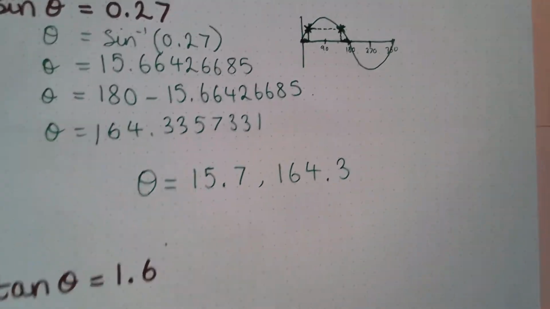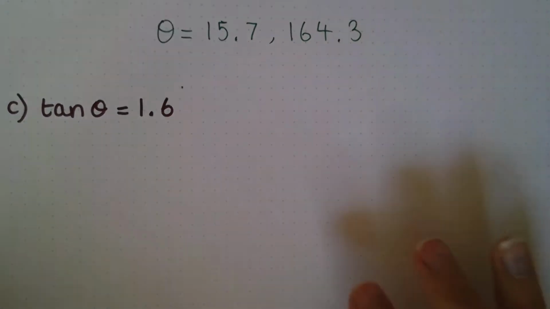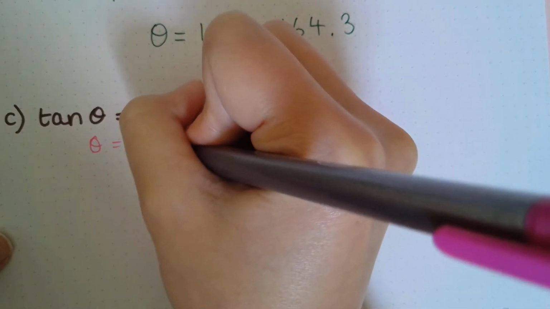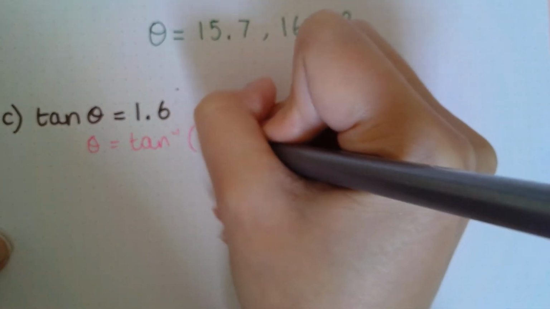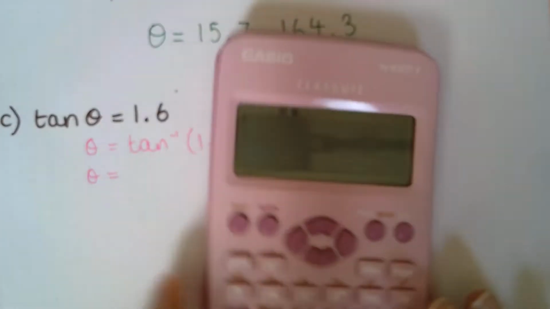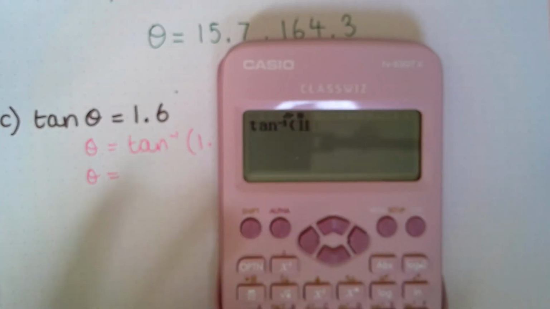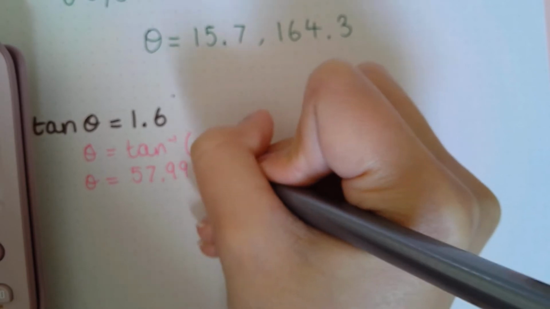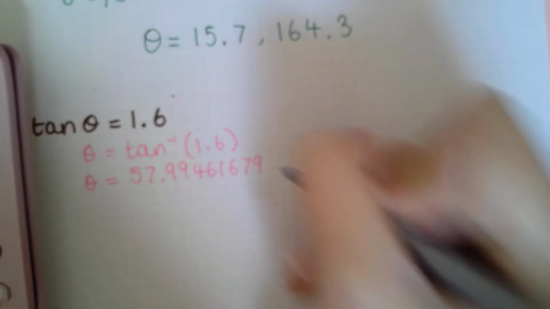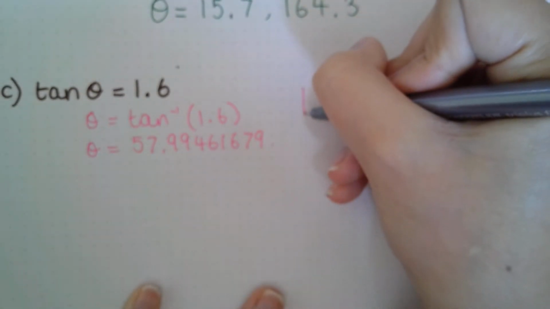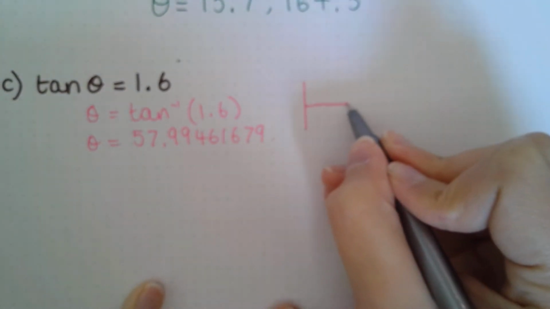So the next one is tan. So we've got tan theta equals 1.6. So we know that theta equals tan inverse of 1.6, which is 57.9946169. Because I've got tan, I'm going to draw a quick sketch of the tan graph between the values that I've been asked to find.